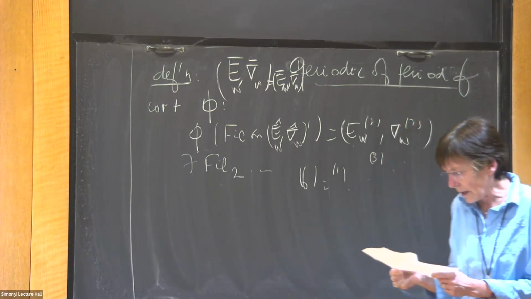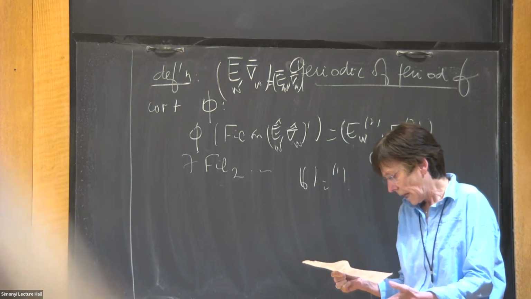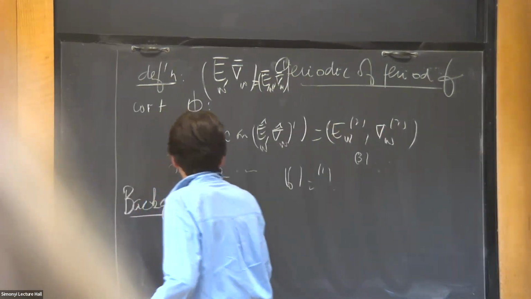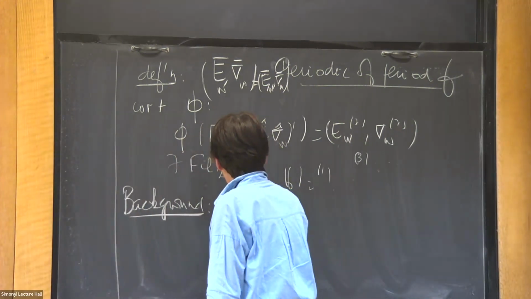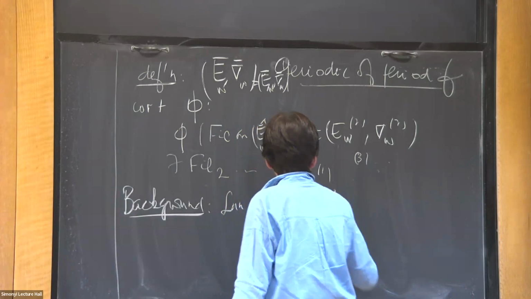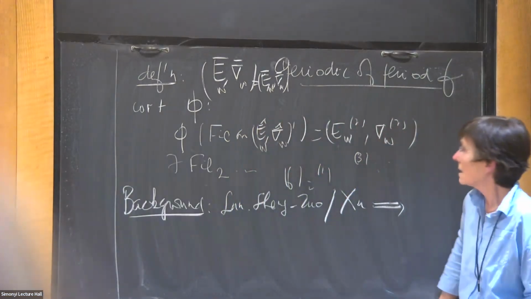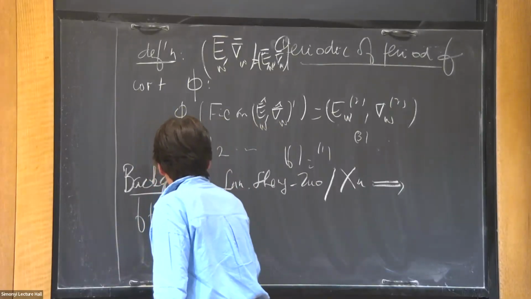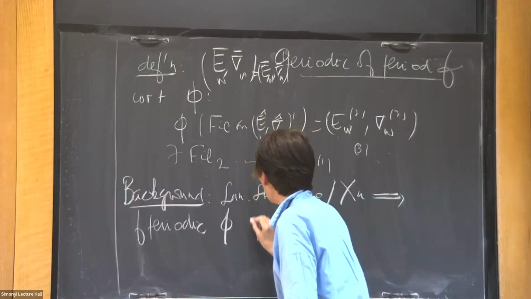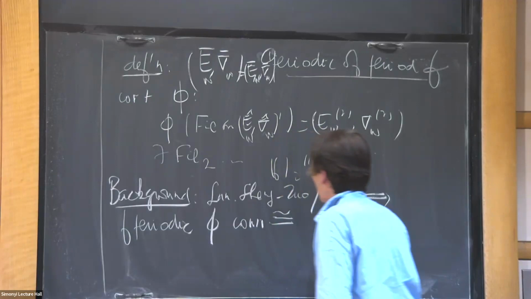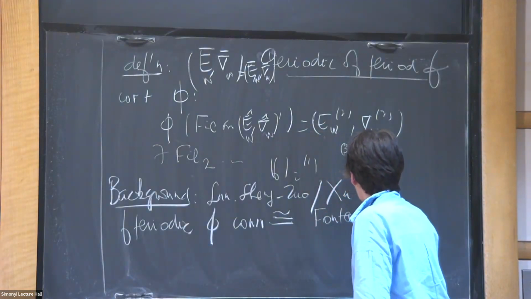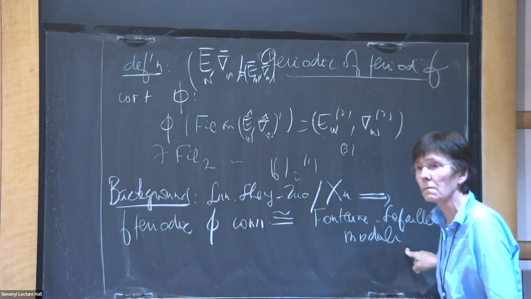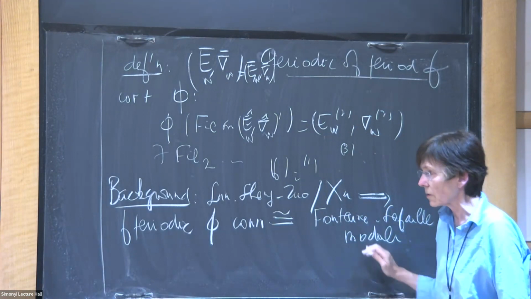Okay. And now, that's the definition. And we have here in the background the work of Lan–Sheng–Zuo and the work of Xu, which imply that this structure here, this f-periodic phi connection, is the same as a Fontaine–Laffaille module. That I'm not going to tell you. But it is very close to what Faltings says himself.